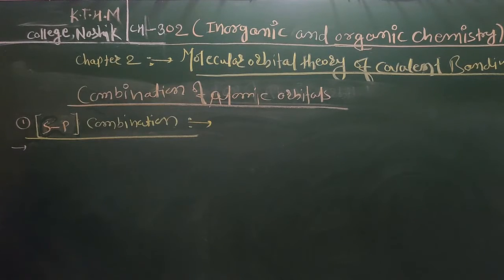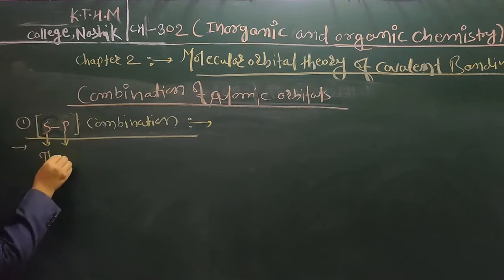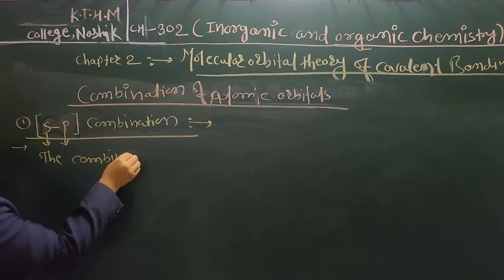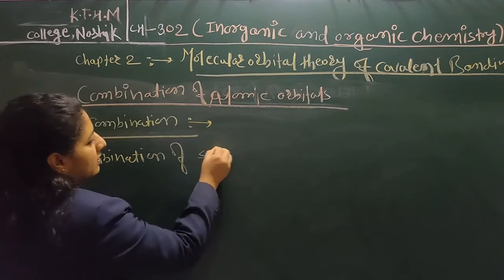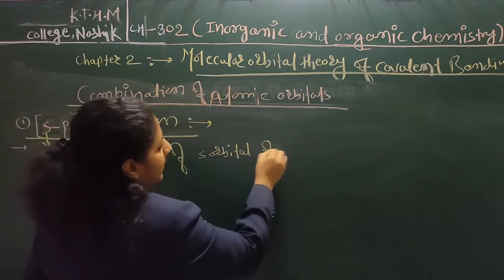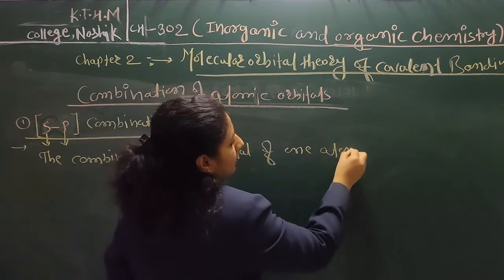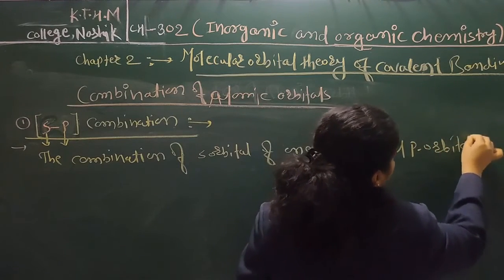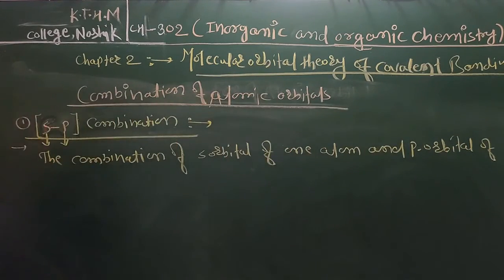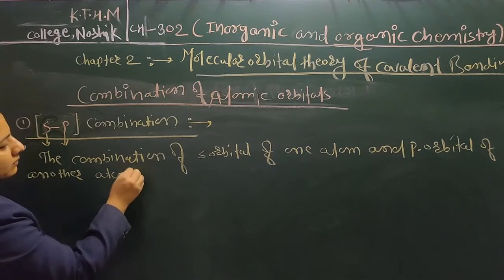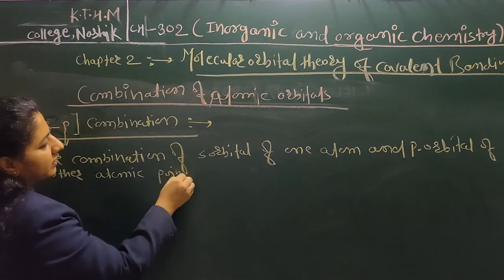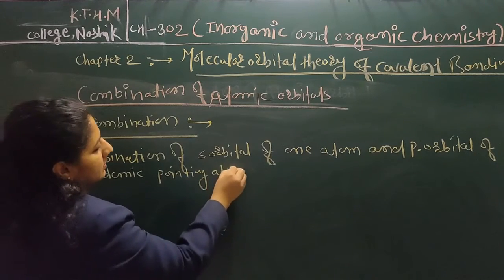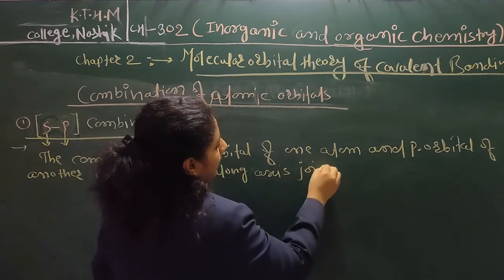In sp combination, there is an s orbital of one atom and a p orbital of another atom. So the combination of an s orbital of one atom and a p orbital of another atom, pointing along the axis joining the nuclei.